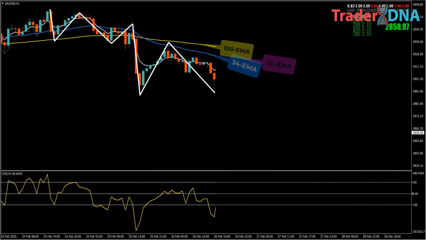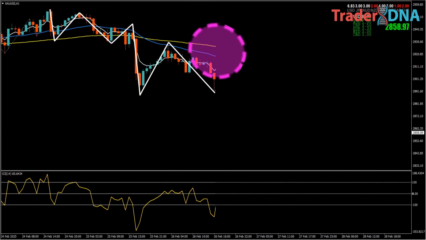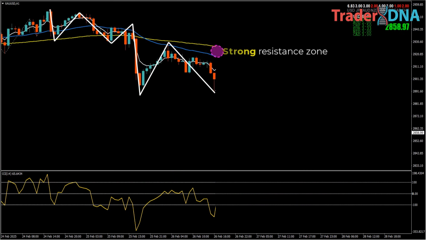Since we're dealing with a bearish market, the area between the 100-period EMA and the 34-period EMA acts as a strong resistance zone. And what are we waiting for? We want to see this bearish market enter a phase of exhaustion, pushing prices back up into this resistance area, right between the 100 EMA and the 34 EMA. And look at this chart.